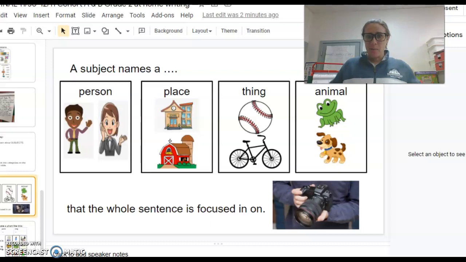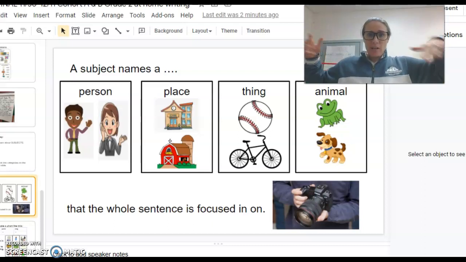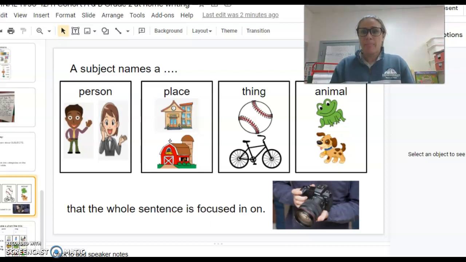Every sentence, remember we talked about how a sentence starts with an uppercase and ends with a stop sign. Every sentence has two parts, a subject and a predicate. We're going to talk a lot about subjects over the next few weeks. So take a look at these pictures. A subject is really what the sentence is all about.